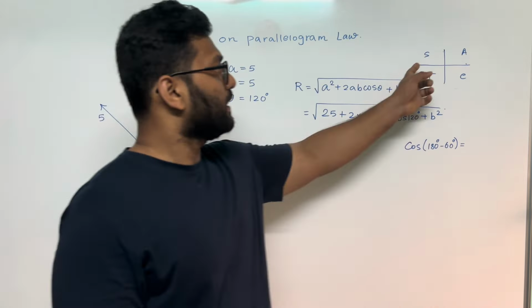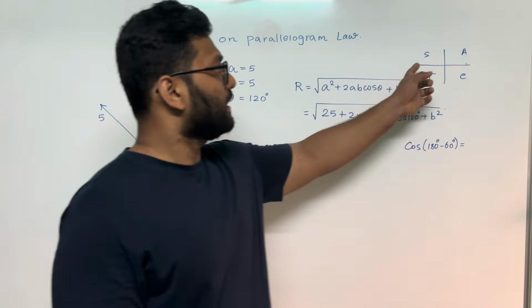The resultant is also equal to 5, same as these values. Now one thing you should note here: if two vectors have the same magnitude and they are at a 120 degree angle with each other, then the resultant has the same magnitude as one of the vectors. Remember this always. Two equal magnitude vectors at 120 degree angle give a resultant vector with the same magnitude as either of them.